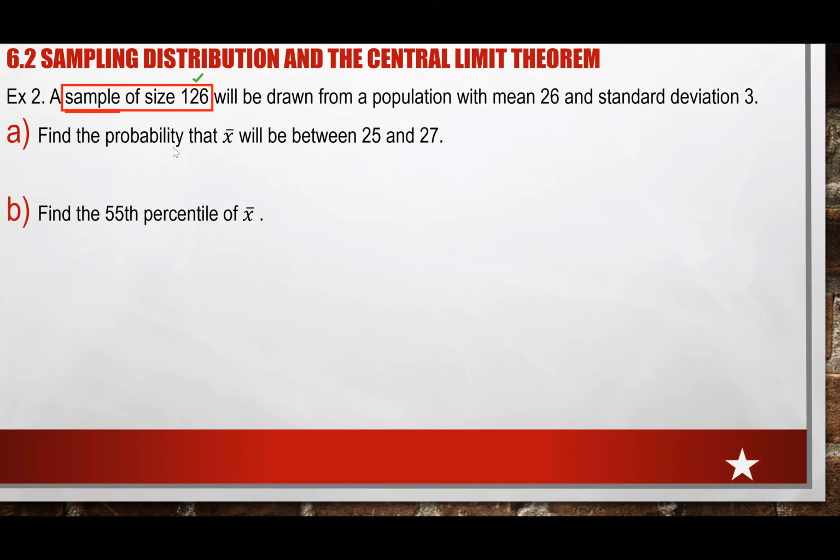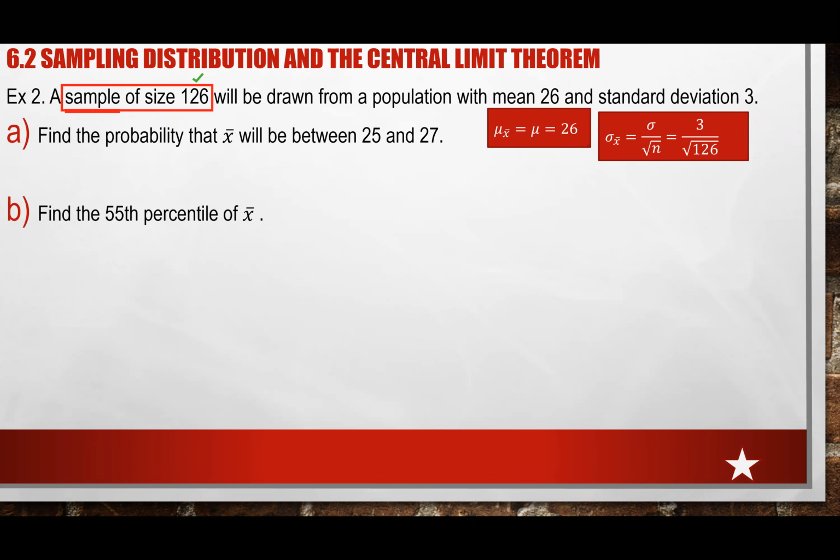So they ask you to find the probability that the sample mean, X bar, will be between 25 and 27. First of all, do you guys agree that this is what we have? We know that mu is 26 because it's the same mean as before. We know that the standard deviation, we need to change it. We need to convert this to become a standard error, which means we need to take 3 divided by the square root of the sample size, square root of 126.